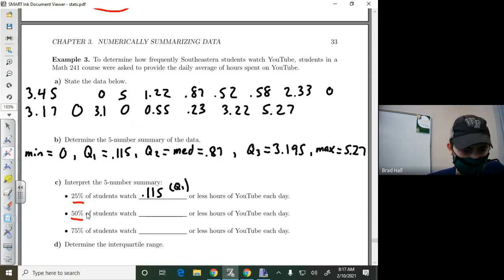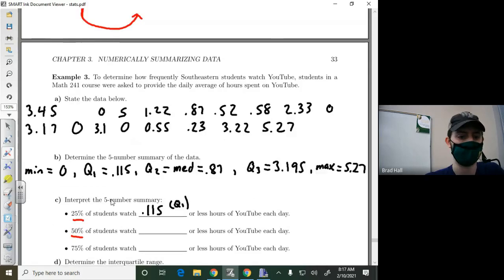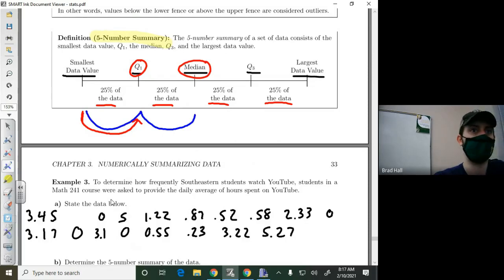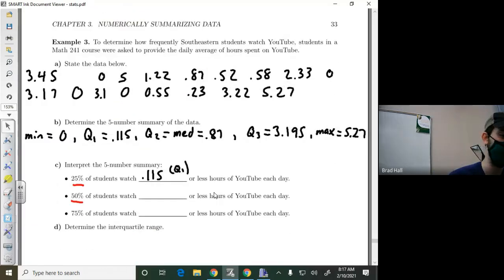With 50%, that would be Q2, because at the median, what would be less than the median? That would be 1 jump, 2 jumps, 25, 25, 50. So that's why this one is going to be 0.87, which is the median.